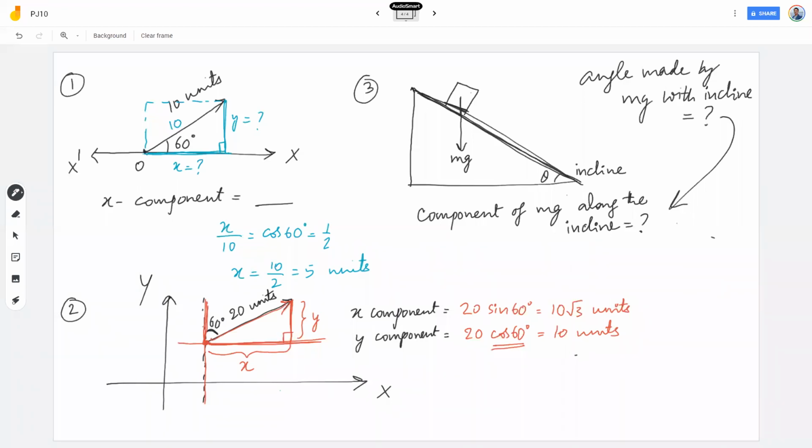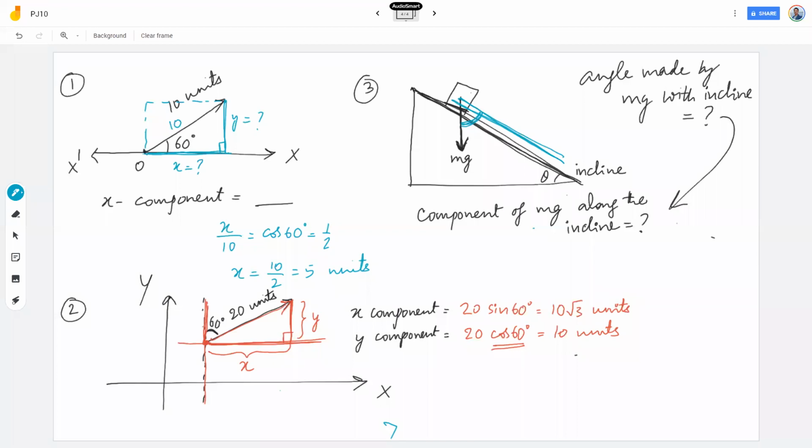See, this is mg, okay? Mg is vertically downwards. Mg is vertical. Incline is what? Incline is this line, the blue color line, you see. I'm asking you to find the angle between mg and incline. So this is the angle you are supposed to find. What angle is that? It's a very simple thing in geometry.